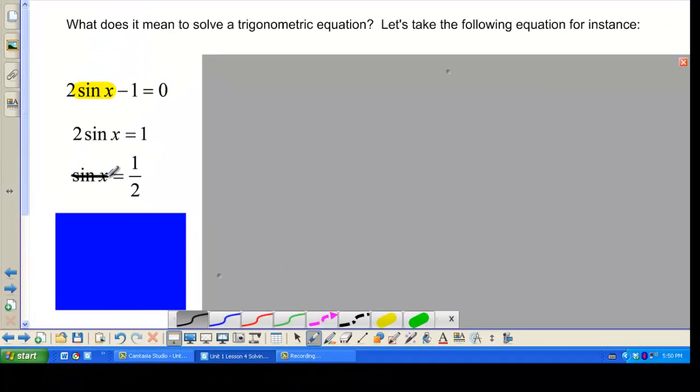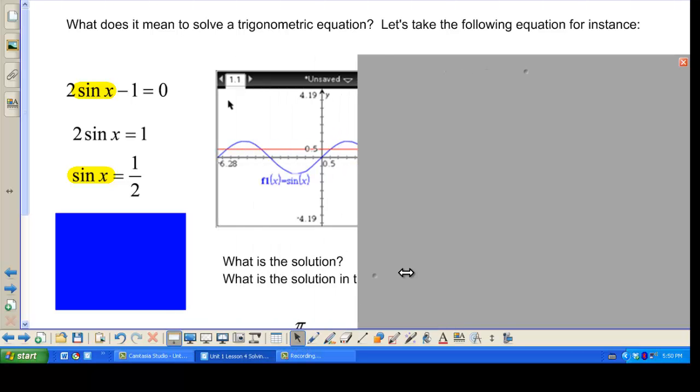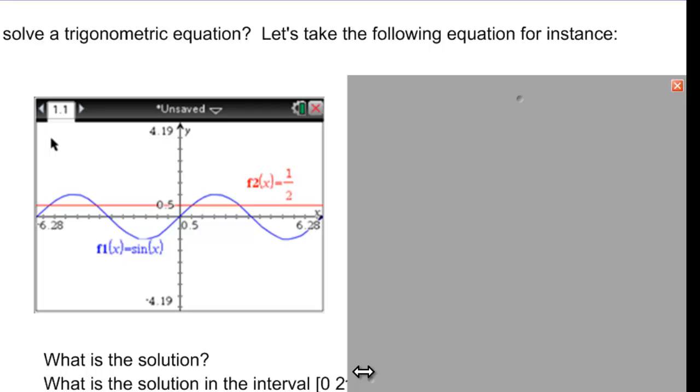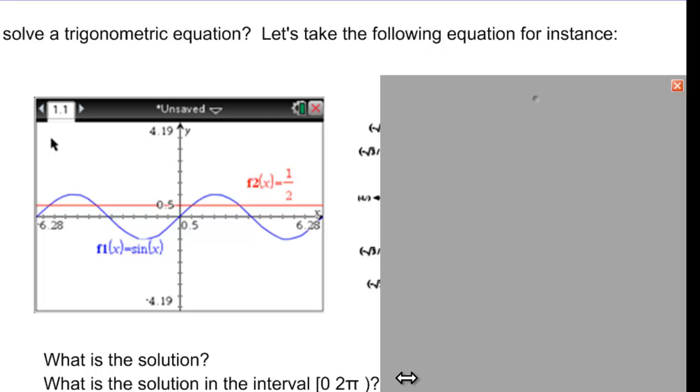But what does this mean? We don't want to cross through it. Let's try the highlighter. Okay, fantastic. What does this mean? Well, it means if I graph the sine of x, which you see in blue, and 1/2 in red, I want to know where they intersect. So when I ask what is the solution, and then ask a following question of what is the solution in the interval just from 0 to 2 pi, let's talk about the main solution first.